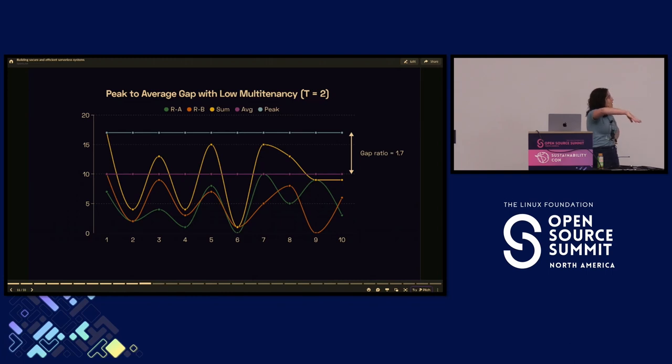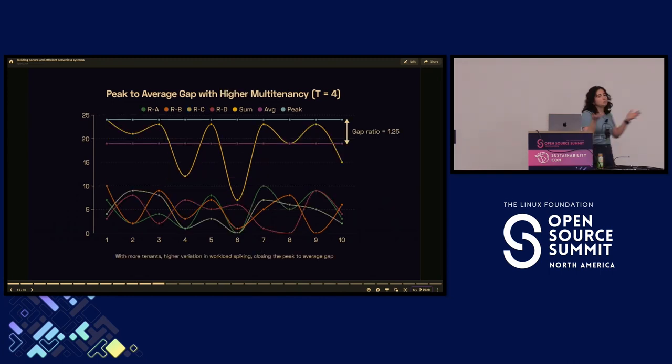And then the lower line is the average at any time. You can see that there's a ratio of 1.7. So my peak is 170% of my average. And so that's a gap. That's not great. What happens if we add two more lines here? You can see that already the peaks and troughs are starting to balance out into a line, and that now our peak is only 125% of our average. And so that's just a really trivial example of how the more tenants we add to a system, the closer our peak gets to the average. So multi-tenancy can help us achieve this hardware efficiency.